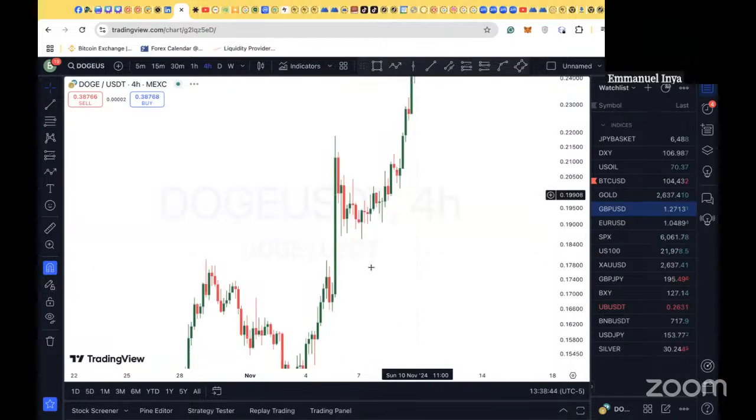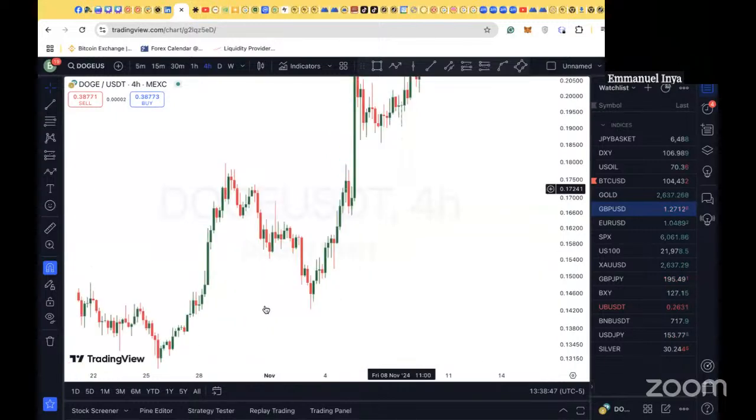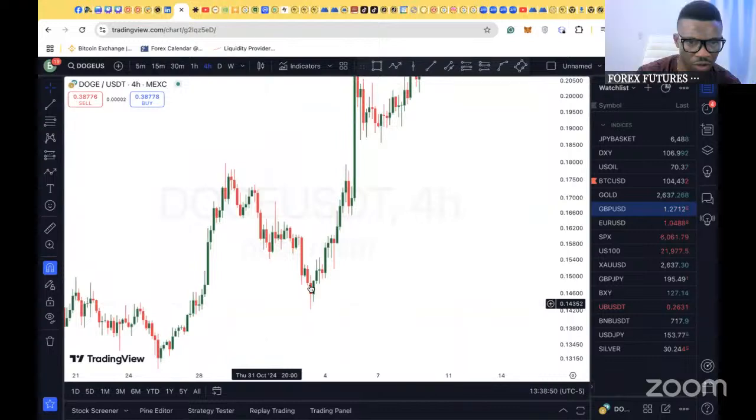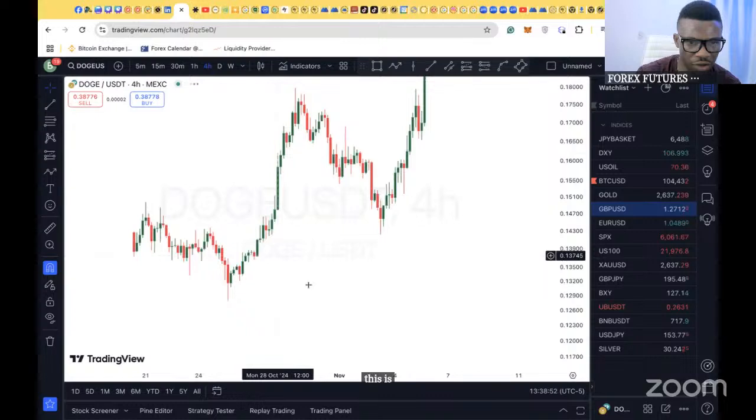No, it's not a morning star. This is a morning star, but not a good one. This is not a morning star, it's an engulfing. This is not a morning star. This is not a morning star. This is a morning star.